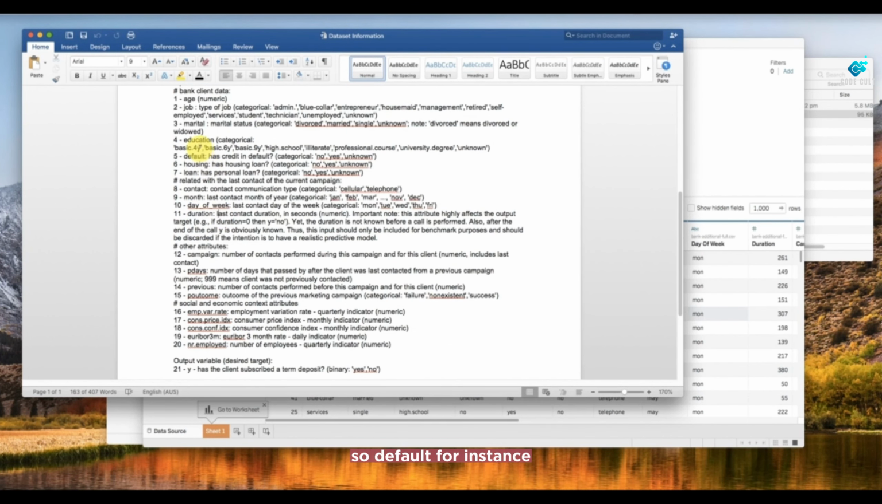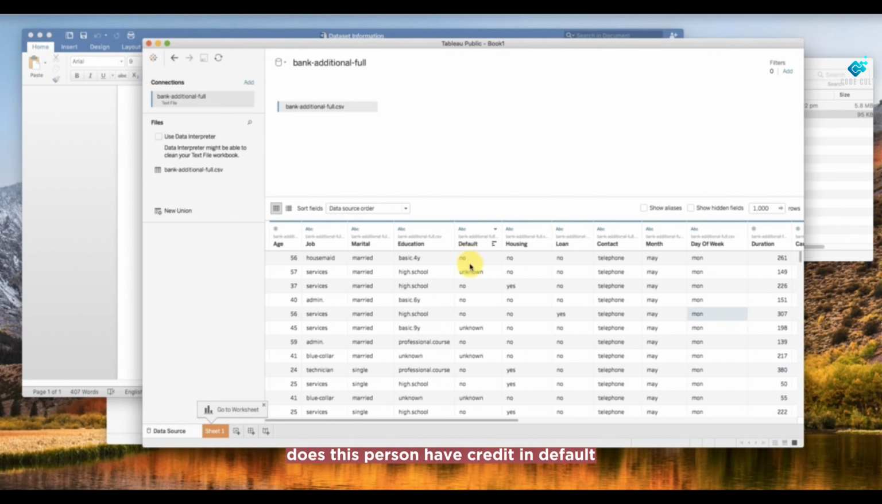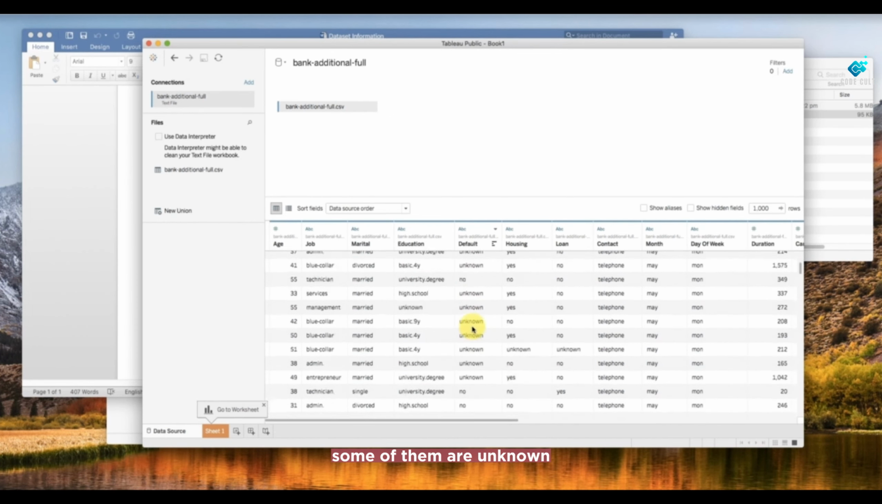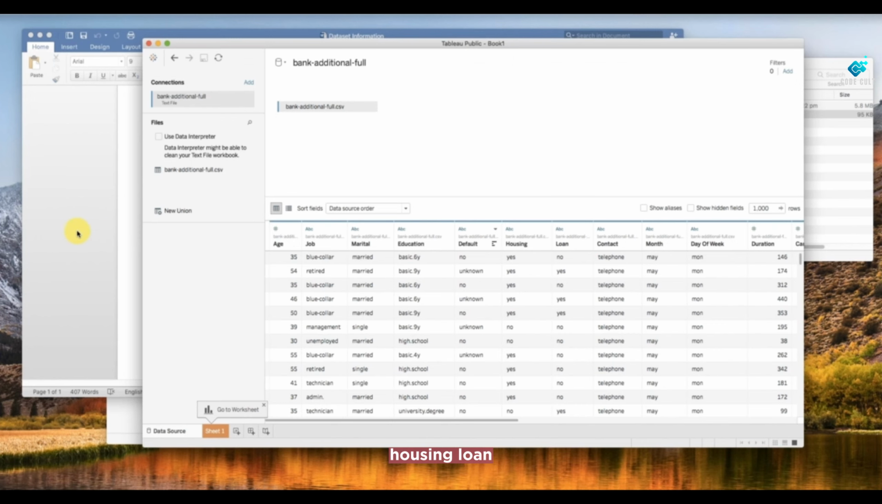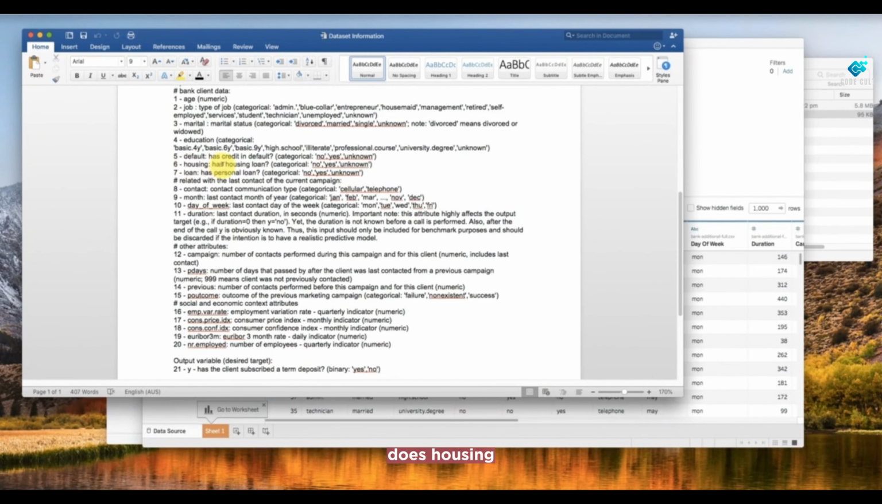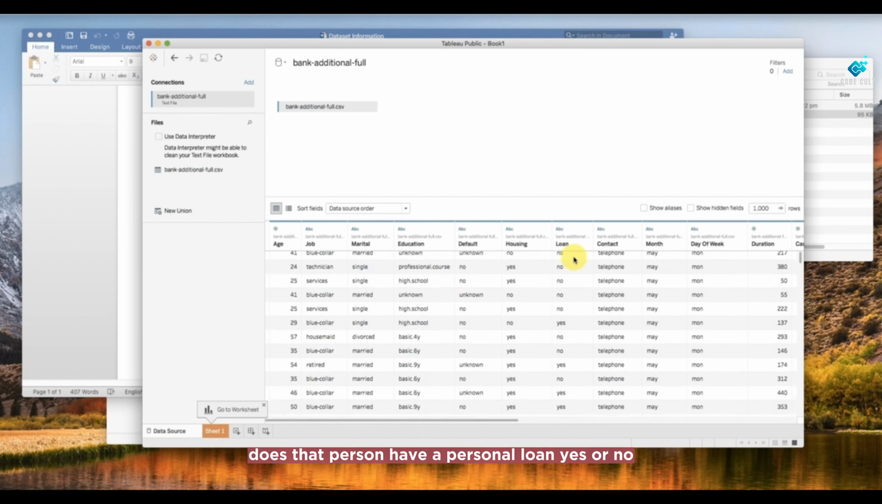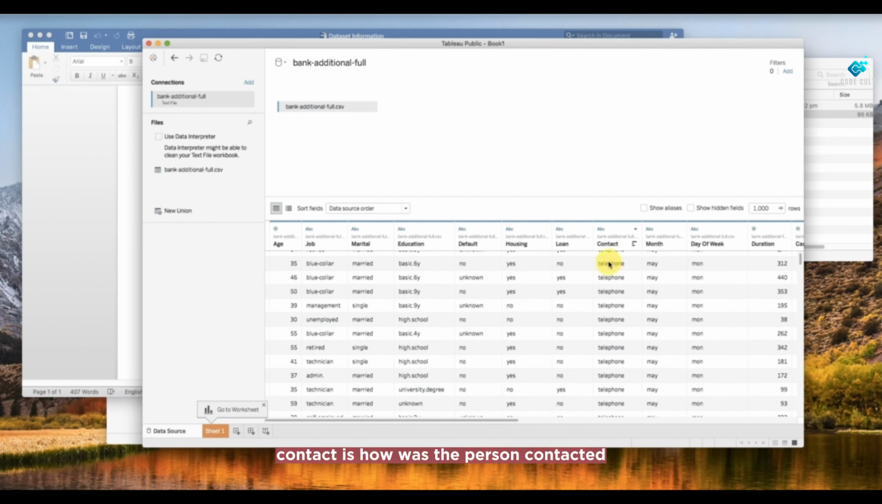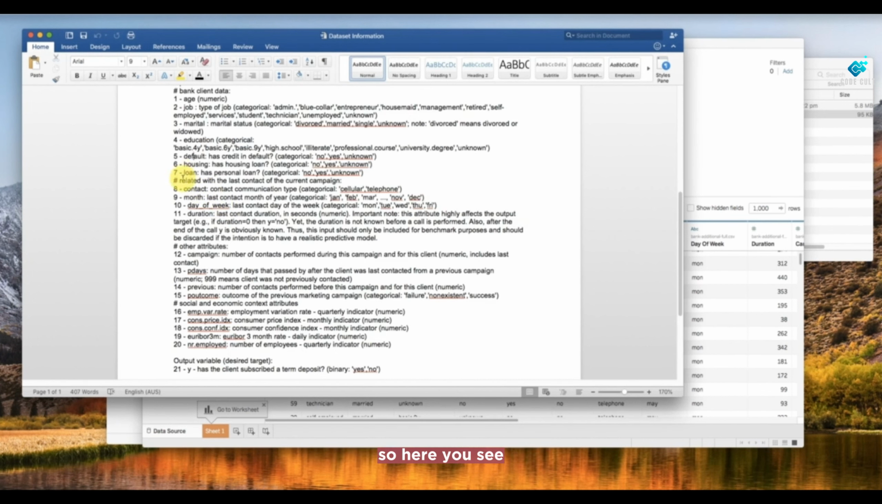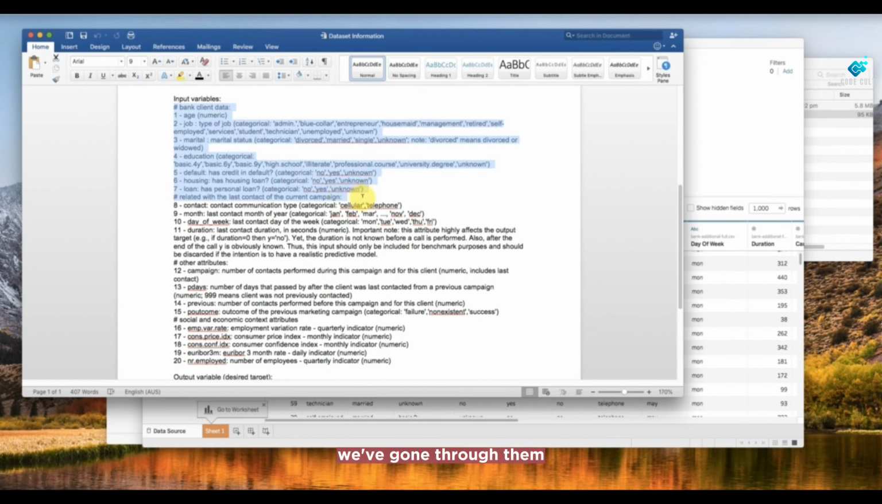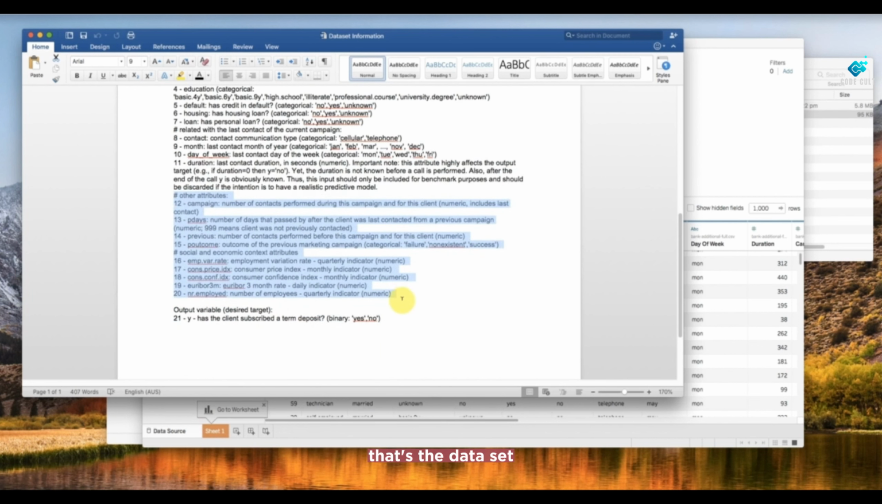So default, for instance, means has credit in default, yes or no. Does this person have credit in default? Usually it's no. Some of them are unknown. Some of them are yes. Housing, loan, does that person have a housing loan, or a personal loan? Yes or no. Contact is how the person was contacted. These are bank client data, the first ones. Then we've got data related with the last contact of the campaign, and then some other attributes. So there we go. That's the data set.